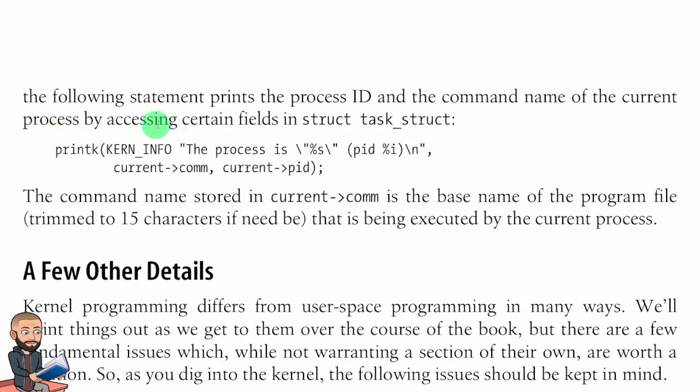For example, the following statement prints a process ID and the command name of the current process by accessing certain fields in struct task_struct. So we've got printk, current info, remember that priority, quote, the process is, %s, and then PID, %i, and don't forget the newline. The command name stored in current->comm is the base name of the program file, trimmed to 15 characters if need be, that is being executed by the current process.